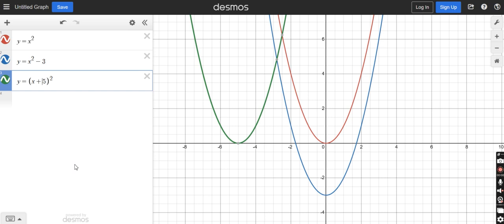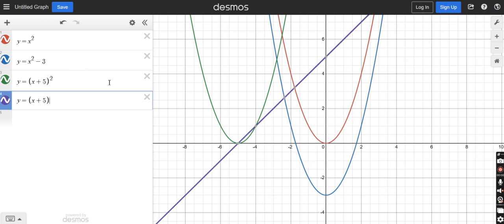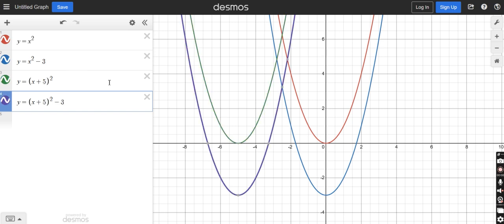Okay, so this is the up and down and side to side. So guess what we can do now? We can move it up and down and side to side by saying this, y equals x plus 5 squared minus 3. And so now that gives us the purple graph. All right, so now this one has moved to the left and down.